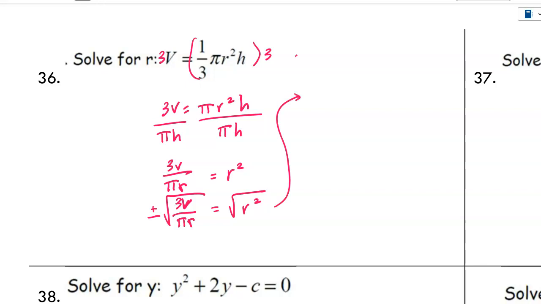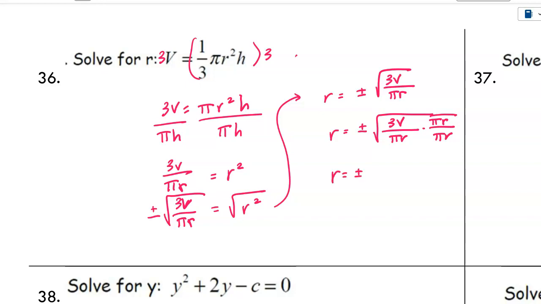Square root both sides. So r equals plus or minus the square root of 3v over pi h. If I wanted to rationalize the denominator, I would have to multiply top and bottom by pi h. So that would give me plus or minus the square root of 3 pi v h over pi.